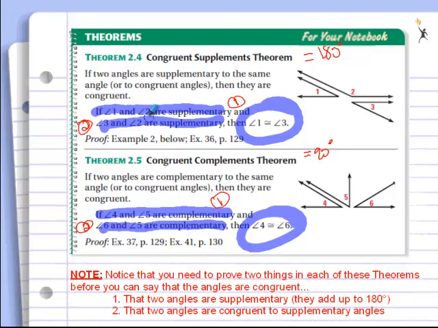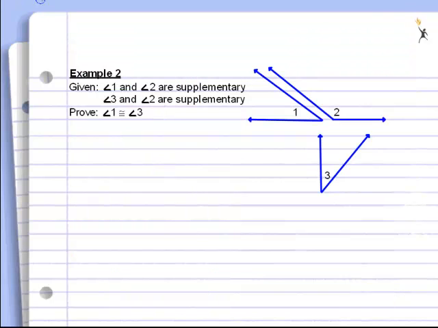So again, be able to prove that angle 1 and angle 2 add up to 180, be able to prove that angle 3 and angle 2 add up to 180, then you could use the transitive property to say that angle 1 and angle 3 are congruent by the congruent supplements theorem. Let's keep going. And again, I know that this is a lot to process. That's why you have these down in your notes. That way you always have a place to refer back to.